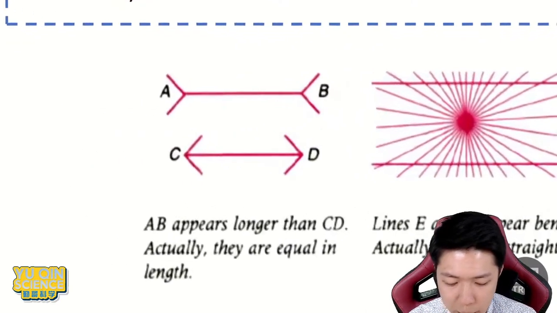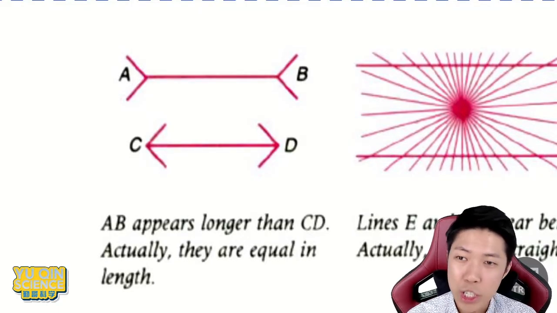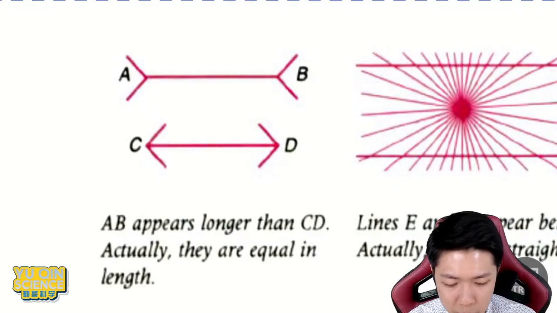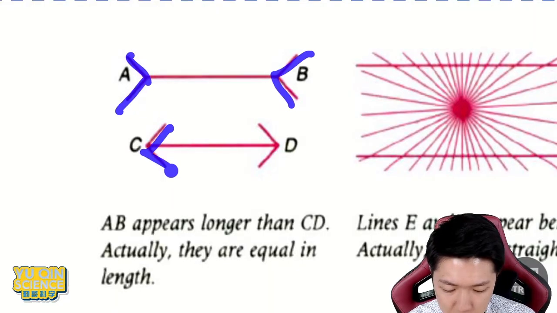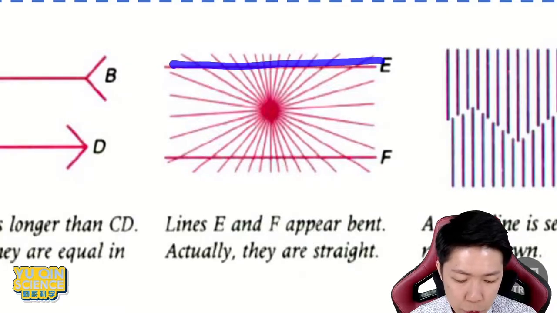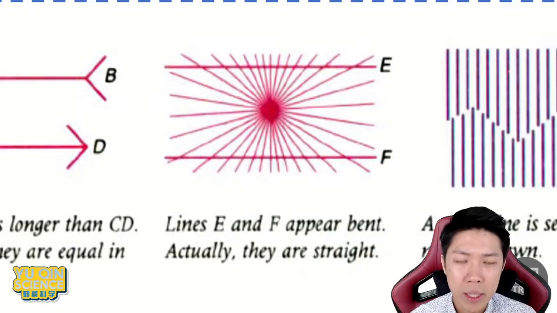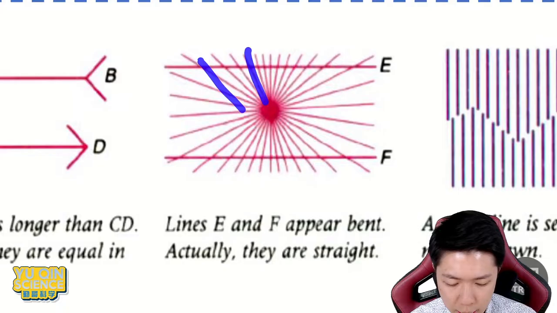Okay, so for example, A and B, C and D. It looks like A and B is longer, but actually they are the same length because of the arrow. It makes you feel like they are different. Okay, and same goes to this. E and F should be straight in line, but if you concentrate at the center red dot, it looks like they are bending. Optical illusion due to the lines.